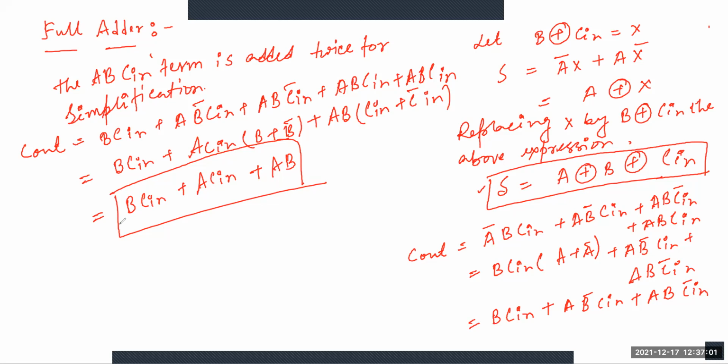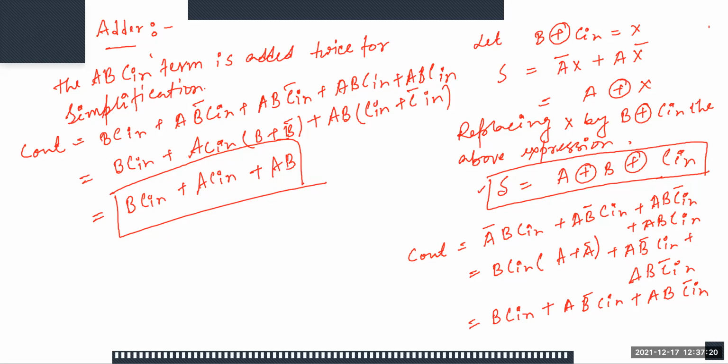Here the C out, from the expression of C out, what are the gates actually we needed? AND, OR gate. Yes, so from this expression actually we needed the AND OR gate.